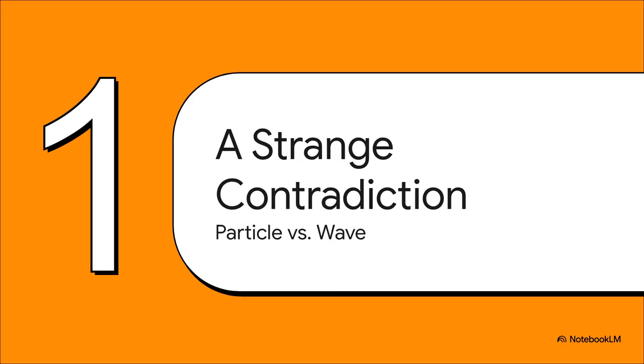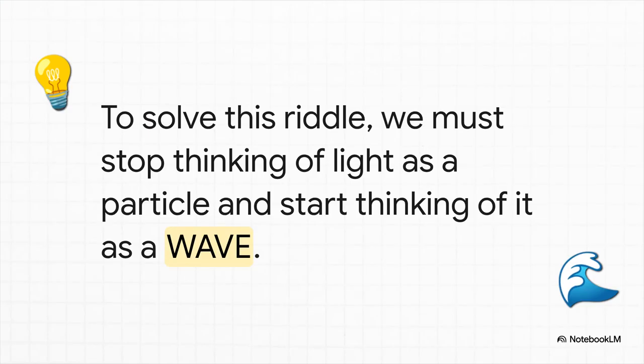All right, let's dive in. We're going to tackle this strange contradiction head on. And to do that, you and I, we need to completely change how we think about light. And here's the secret. It's actually a pretty simple idea, but it changes everything. The whole mystery just dissolves. All we have to do is stop thinking of light as a little thing, like a tiny bullet or that tomato we were talking about. We have to stop thinking of it as a particle and start thinking of it as a wave.